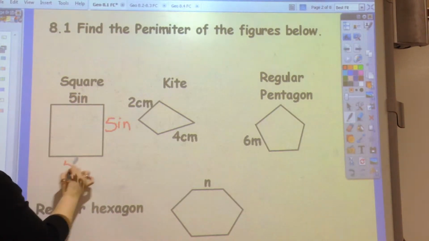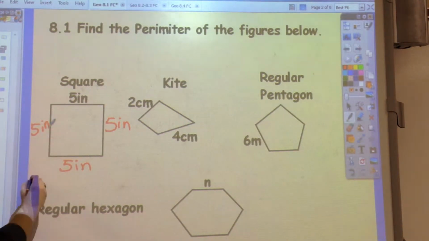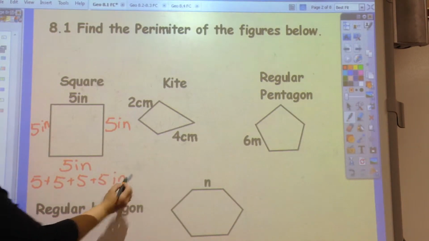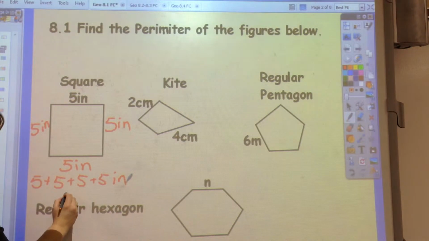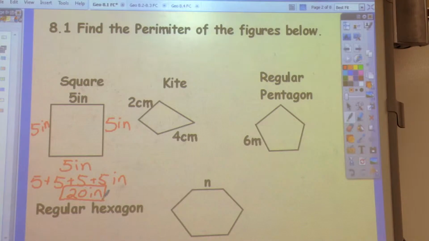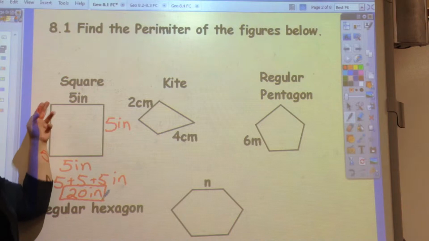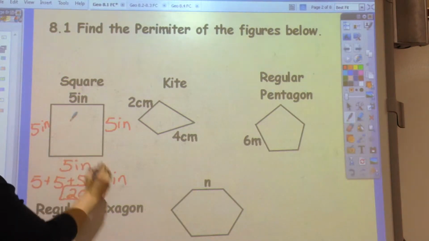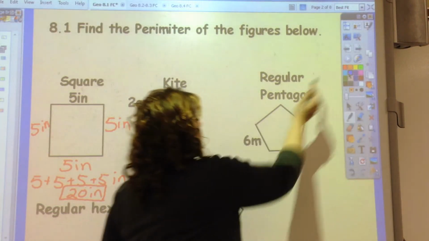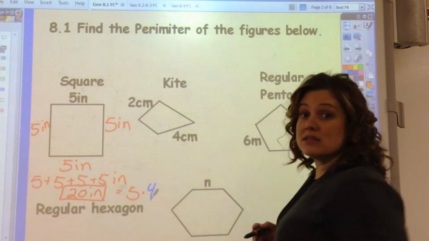length. If a square has 4 side lengths that are the same and I add them together, I would get 5 plus 5 plus 5 plus 5 inches, which turns out to be 20 inches. Now notice that that is also equal to the length of the side multiplied by how many sides. The length of my side is 5, and I've multiplied it by the number of side lengths, which in this case was 4. And my units always remain the same.